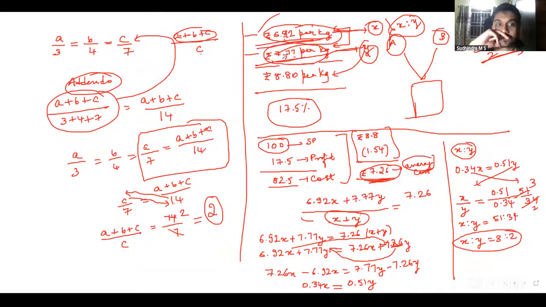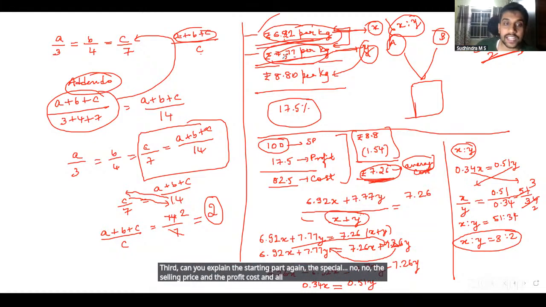Sir, can you explain the starting part again? The selling price and the profit cost and all that.